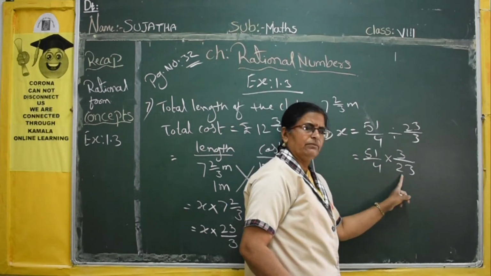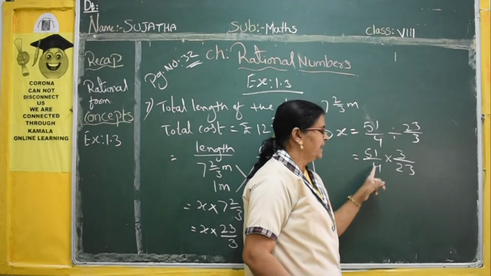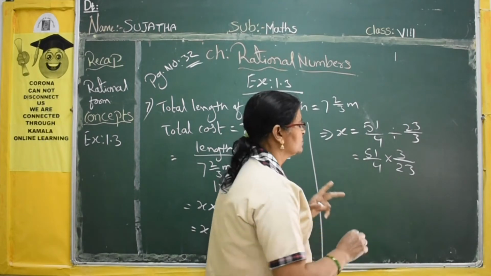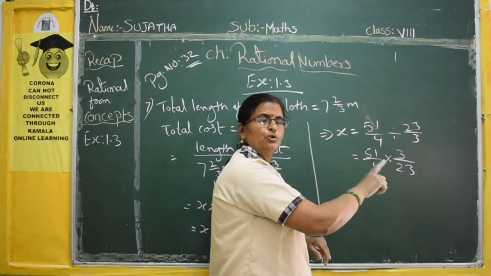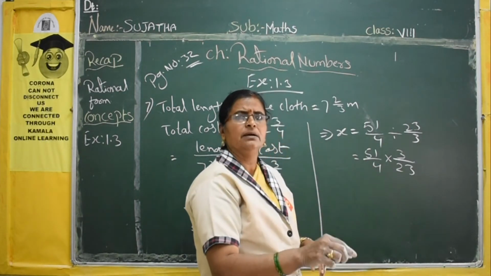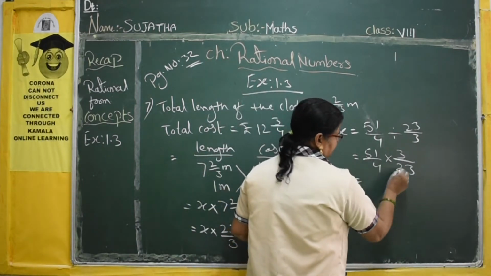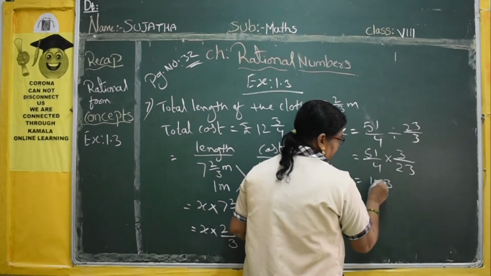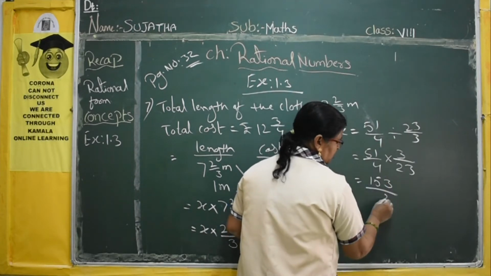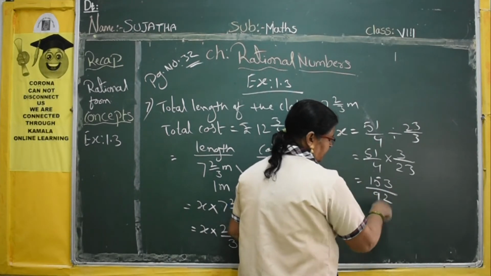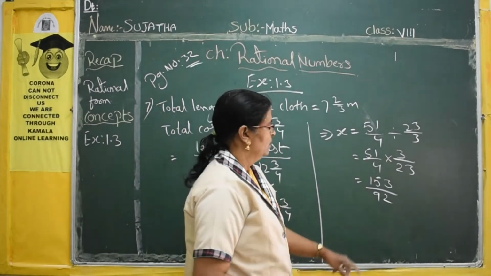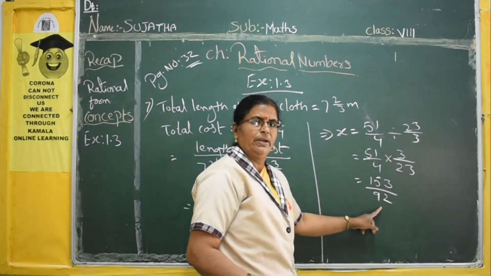Now see, is any cancellation possible? 51 and 23, no common table. For 3 and 4, no common table. Okay, so we will multiply numerator by numerator and denominator by denominator. Then what will you get? 51 3s are 153, by 4 23s are 92. 153 by 92 we got.